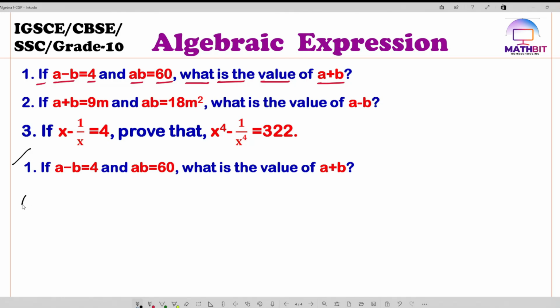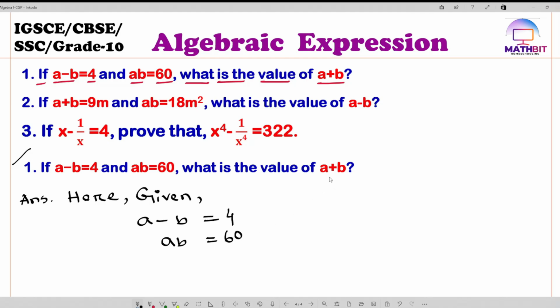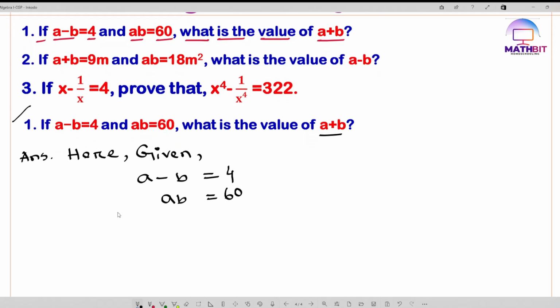Here given a minus b equals 4 and ab equals 60, and we have to find out the value of a plus b. Actually a plus b has no direct rule, but in identity we know a plus b whole square equals a minus b whole square plus 4ab.